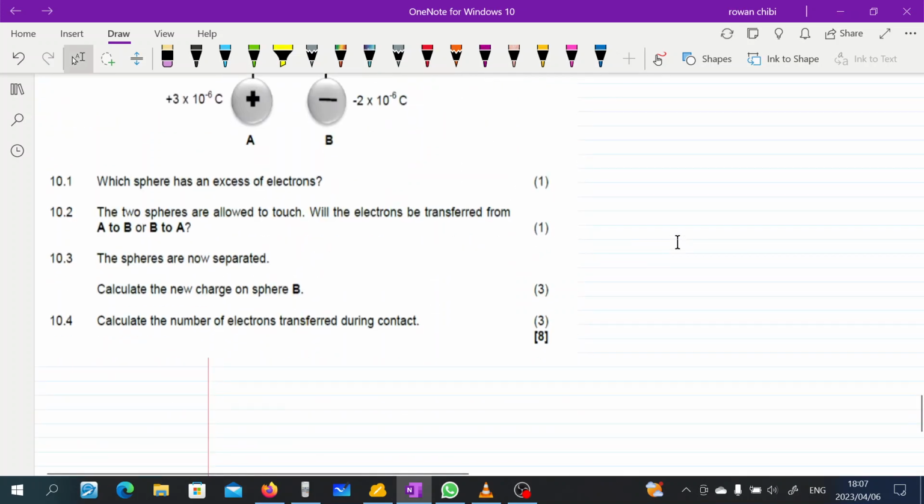Now question 10.1 says, which sphere has an excess number of electrons? The word excess means more. Which sphere has more electrons between A and B? Now let's go back to our grade 9 knowledge.